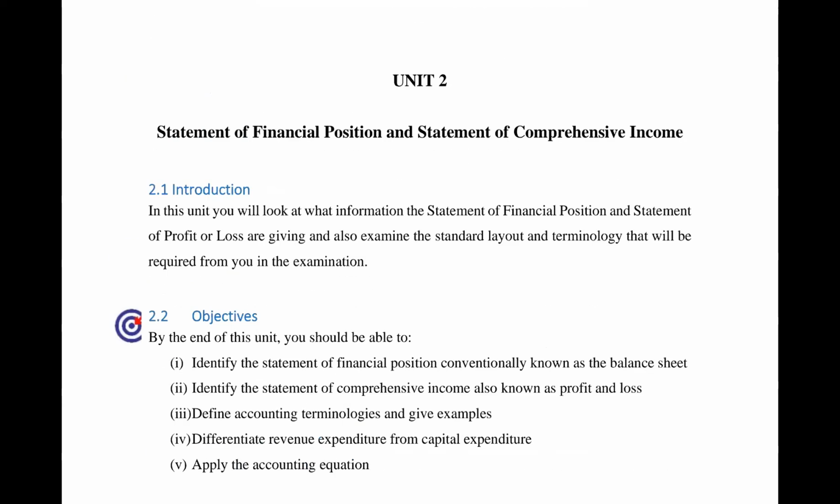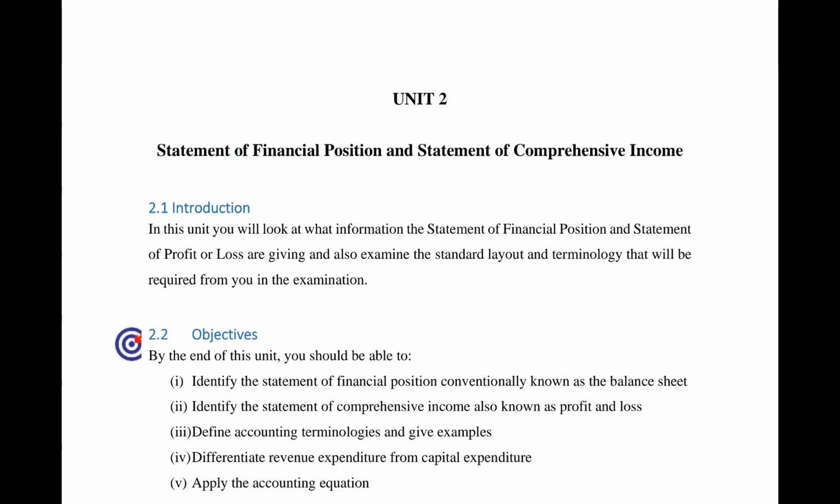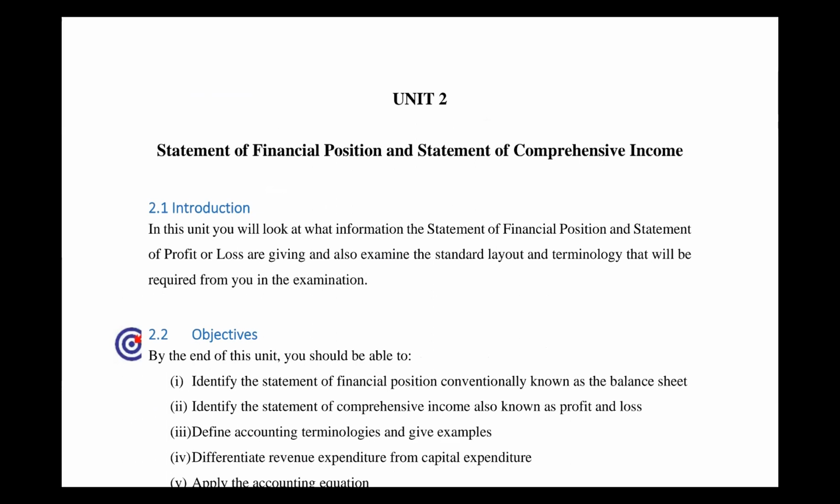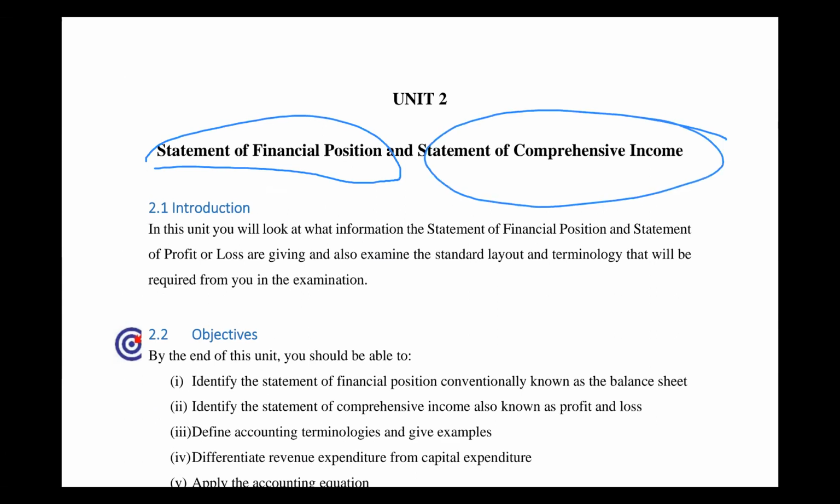All right. So let's zero in now. What are statements of financial position and the statement of comprehensive income? When you sum them together, they form what we call the basic financial statement. When we are saying financial statement, what do we really mean? We are talking about two things, mainly the statement of financial position and the statement of comprehensive income. I'll talk about them in detail. Just be able to follow.